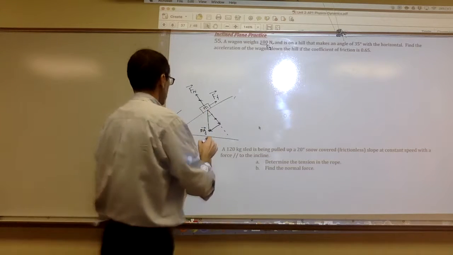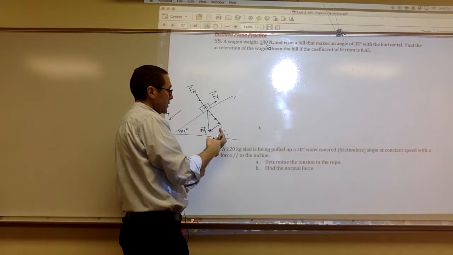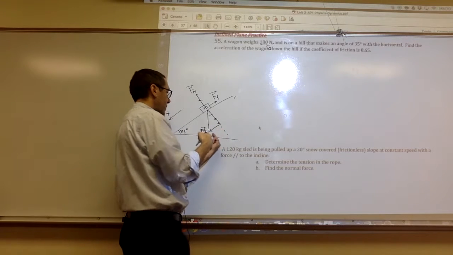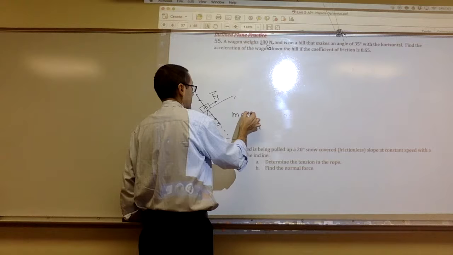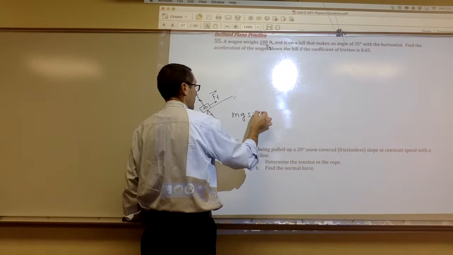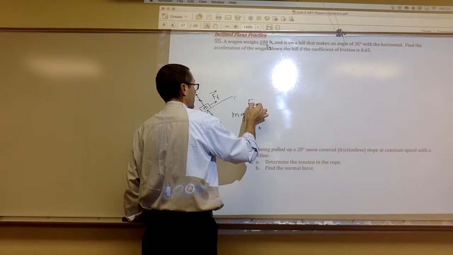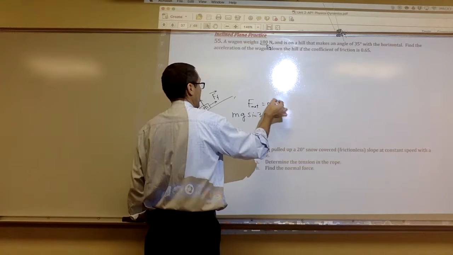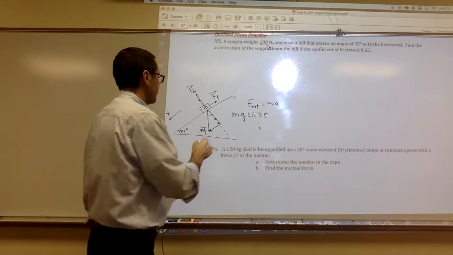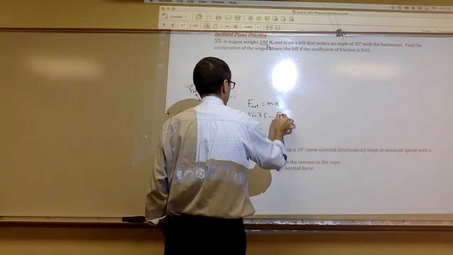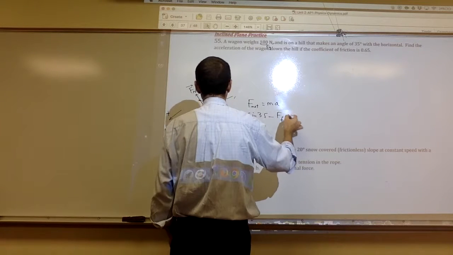Okay, so I can see that what's trying to make me go down the ramp is mg sine of 35. In other words, I'm doing F net equals ma in the x direction, which means down the ramp, minus the force of friction equals ma.